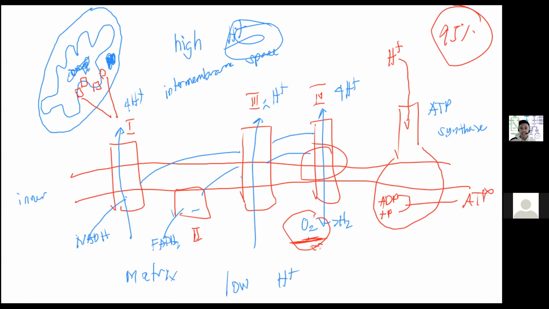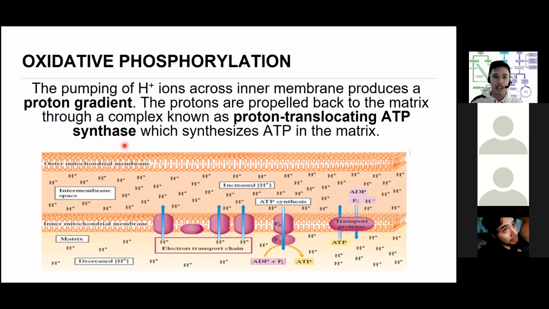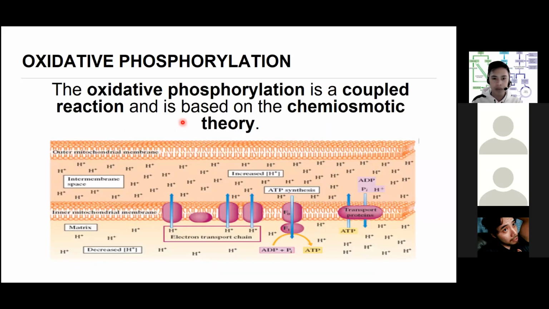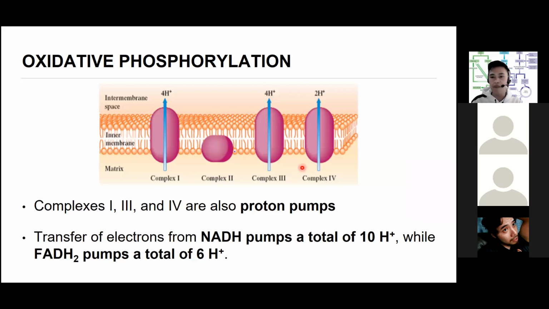Okay, so this is how we are able to produce ATP. So how much ATP did we produce all in all? Remember, complex 1, sorry, I made it reverse the I. Complex 1 pumps 4 hydrogen ions. Complex 3 also pumps 4. And then complex 4 pumps 2 hydrogen ions.